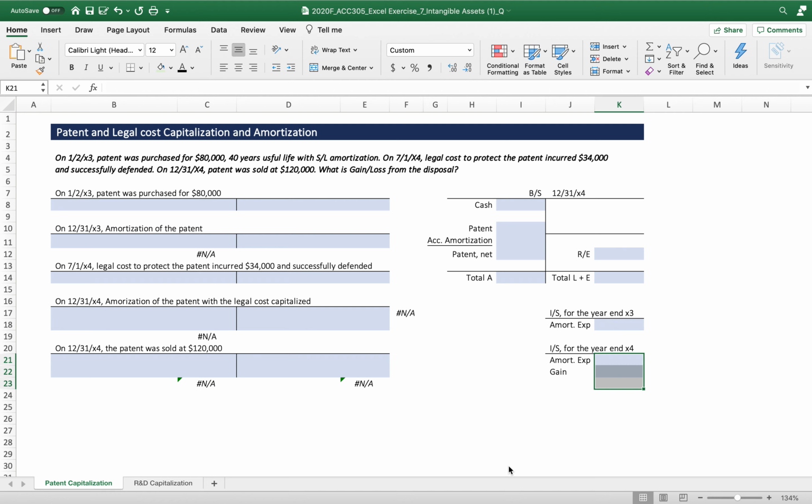That is purchased from outside. That's why we can capitalize this patent, because it has the fair value in the market. It has a 40-year useful life with straight-line amortization.